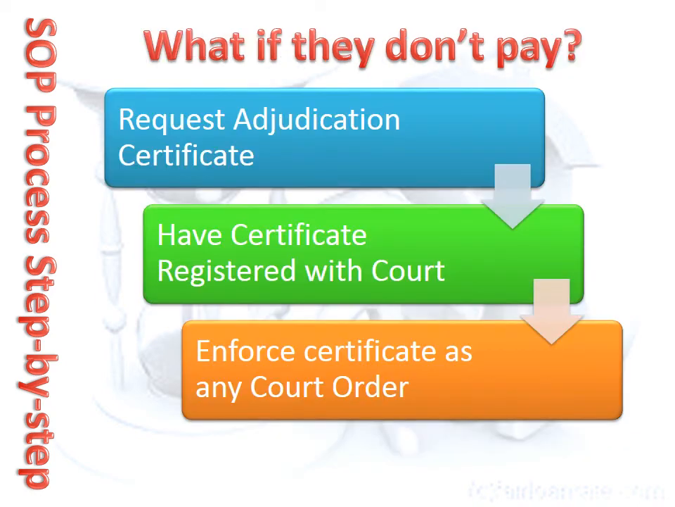If the client does not pay as directed by the determination, the claimant can request the nominating authority to issue an adjudication certificate, which the claimant can then file with the court as a judgment debt and have it enforced in the normal manner, such as seizing goods.